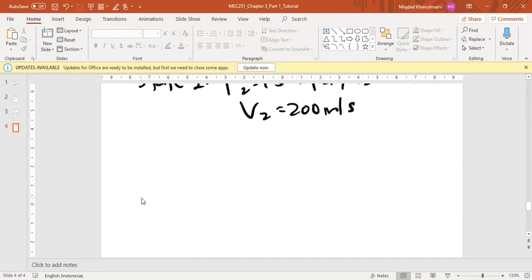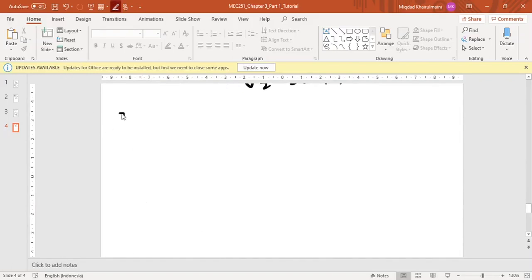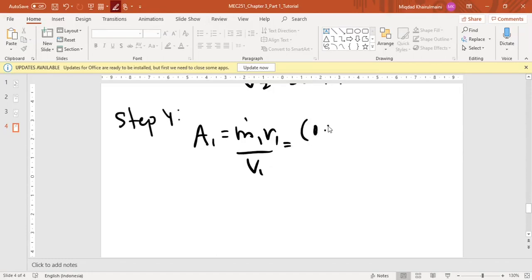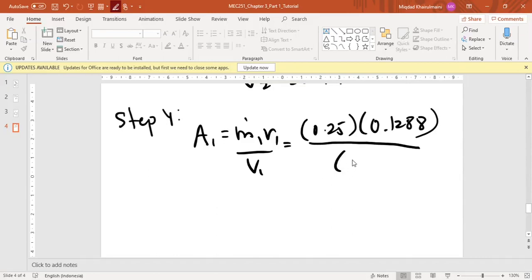Finally we can proceed with step 4, which is to substitute and solve. To find the area, it is the mass flow rate multiplied by the specific volume divided by the velocity. So 0.25, 0.1288, velocity at state 1 was 90 meter per second. So we get the answer as 0.00358 meters square. But the question, if I'm not mistaken, asks us in units centimeter square.